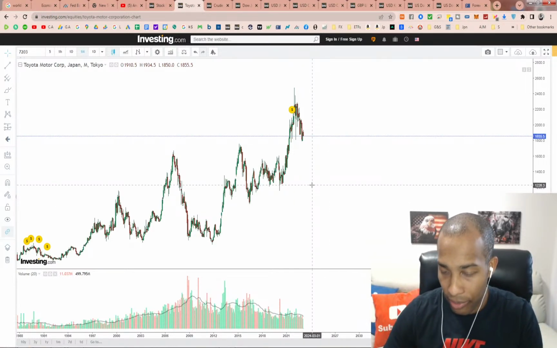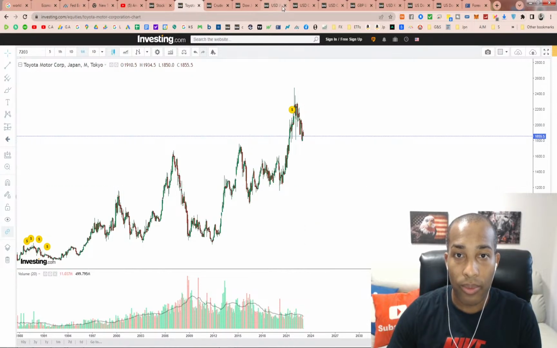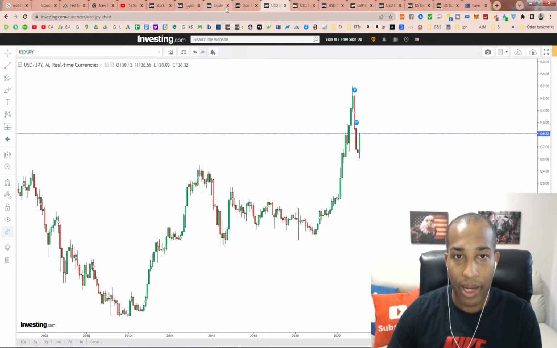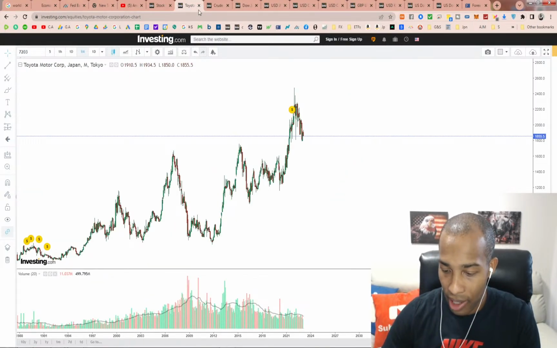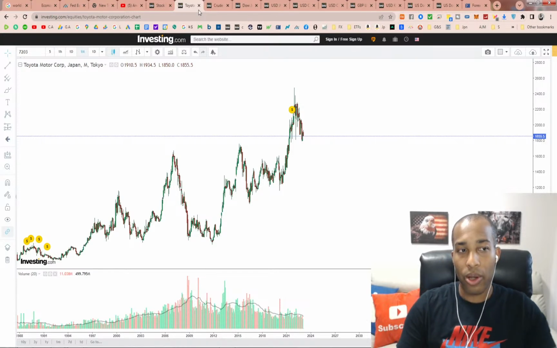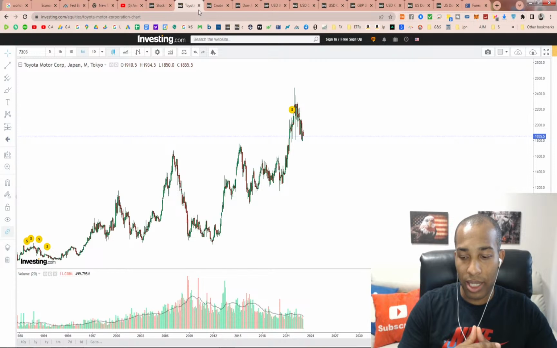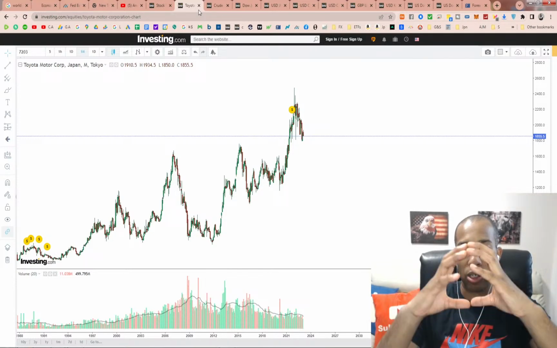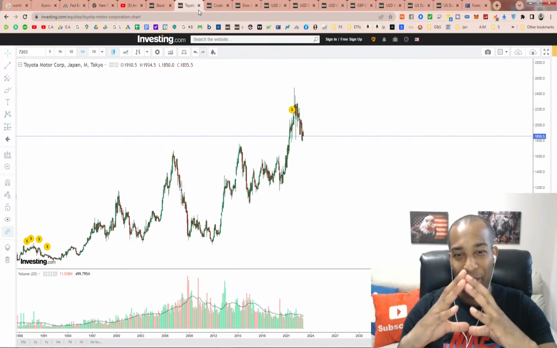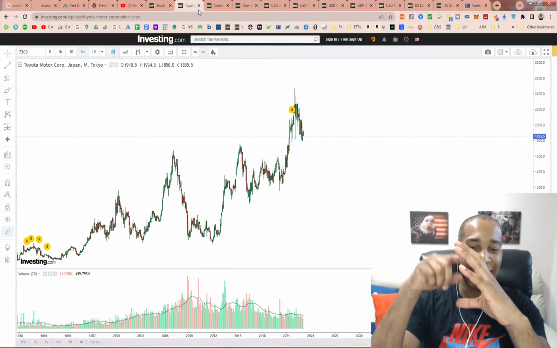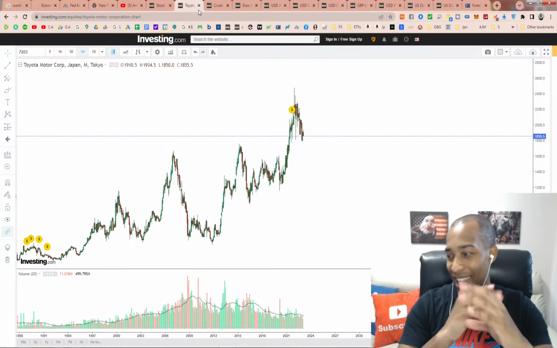So 1855, if we do some math, 136 yen to $1. Okay, let's go back to Toyota. 1855 divided by 136. So one share of Toyota measured in yen is going to run you about $13.64. You're going to be having dividends in yen, not in dollars. So now when you look at your portfolio, you're going to have some assets in yen earning in yen.